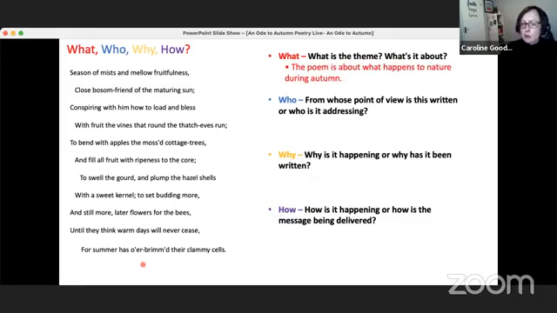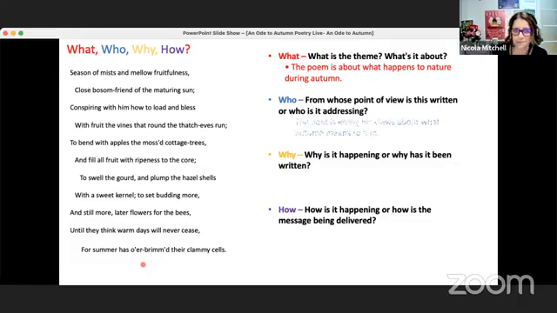The poem is about what happens to nature during autumn. Sorry, these questions are very, very top level. And then when you come into the comprehension, you'll be digging a lot deeper, and you may well be asked to support your answers with evidence. So for us, it's about the what, who, why, and how as a very overarching view of what's going on.